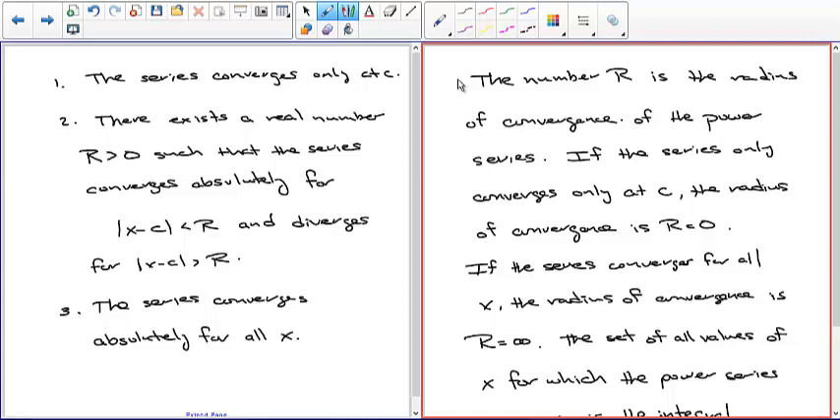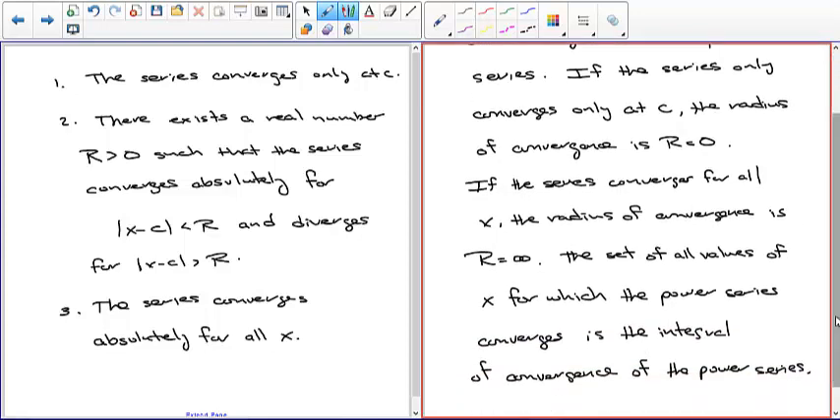So the number r is the radius of convergence of the power series. If the series only converges at c, the radius of convergence is 0. If the series converges for all x, the radius of convergence is infinity. The set of all values of x for which the power series converges is the integral of convergence of the power series. What does that mean? I don't think it's integral, I think it just means includes.